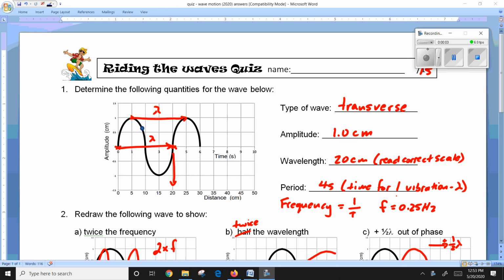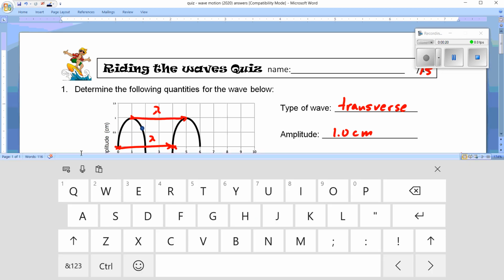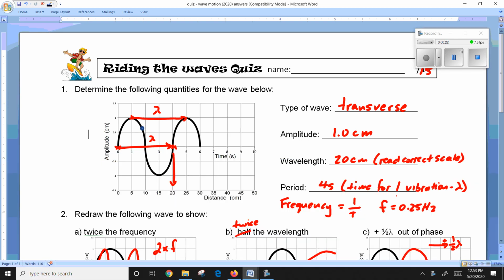Hi everyone, in this video we're going to be looking at the waves quiz that I just gave you. What I have here is a little graph that's showing a lot of information. It does show a wave, and you can see the vertical axis is going to be amplitude. Remember, amplitude is the same as energy. The more amplitude you have, the more energy is associated with a wave, right?